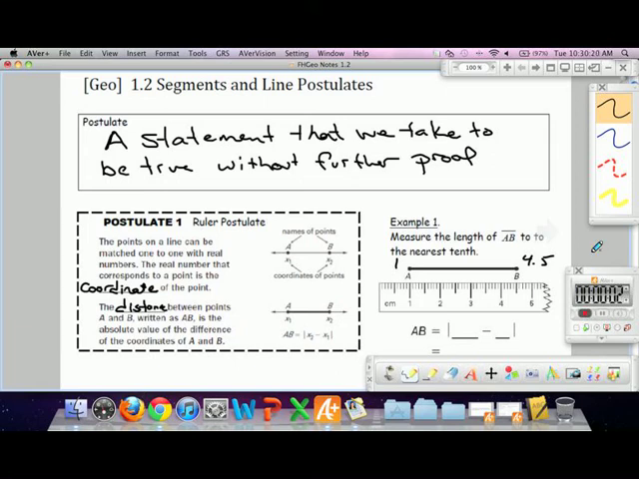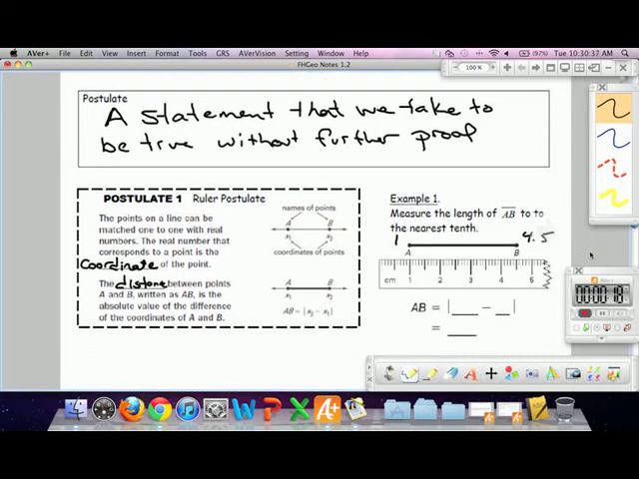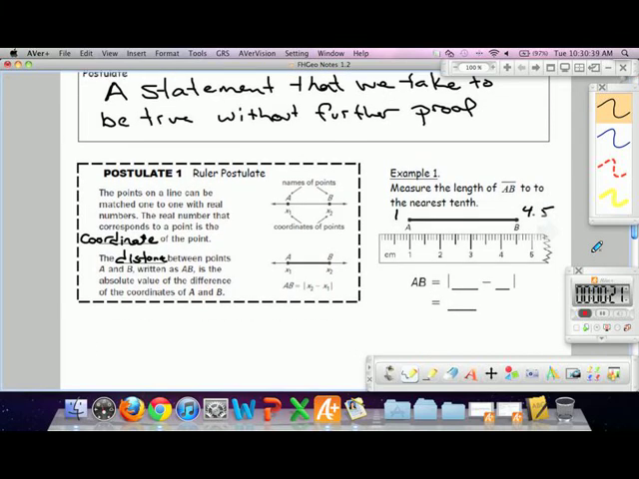Our first postulate is the ruler postulate, with the coordinates and distance filled in. Our first obvious postulate should be the distance. If we know that B is at 4.5 and A is at 1, what's the distance of AB? 3.5. For AB, you can say 1 minus 4.5. The absolute value of a negative number is always positive, so the distance has to be 3.5.